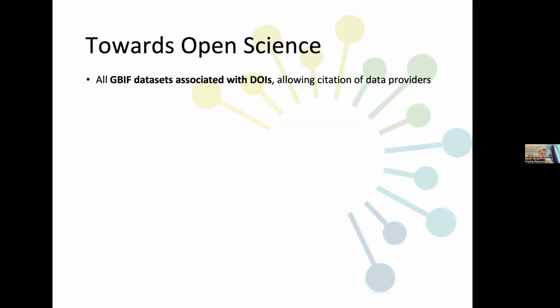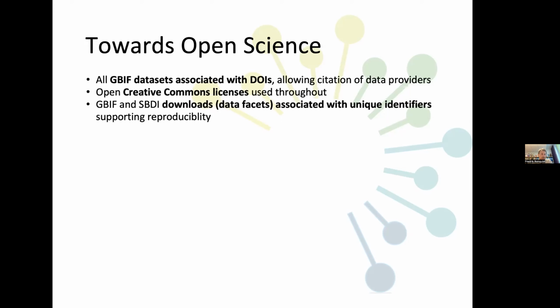So how do we work towards open science within this community? One thing that's been implemented for a while now is that all GBIF datasets are associated with unique DOIs. So that allows you to cite the data providers, and there's continuous effort to improve the way that data providers are acknowledged when science is published based on their data. GBIF enforces the use of open Creative Commons licenses throughout for datasets and other types of information shared.